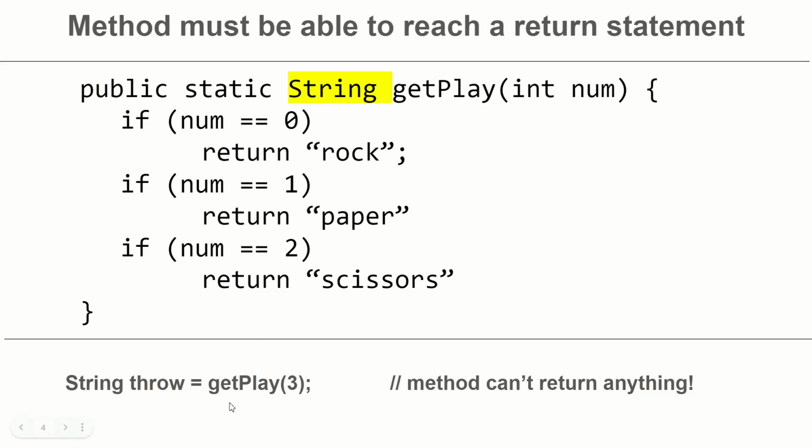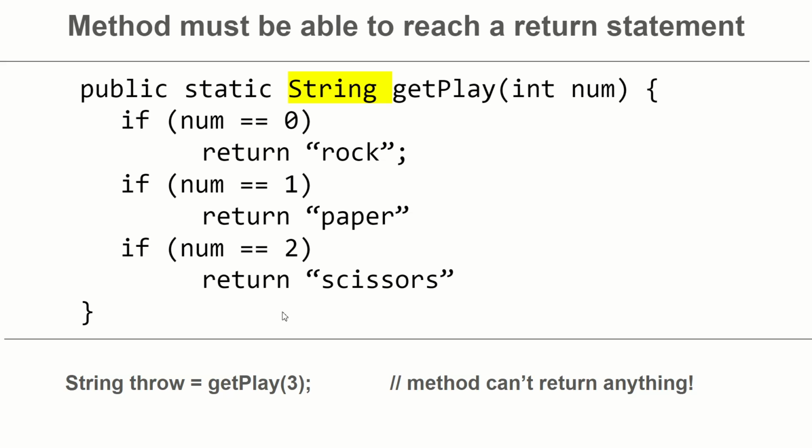For example, if we tried to run getPlay with an input of 3, each of these if statements is false, it would have reached the end of the method, but it still wouldn't know what it needs to return. And this return type string here is us telling the method that it needs to return a string. And so that's why this method won't actually compile. There will be a compile time error. We couldn't get as far as actually running it.